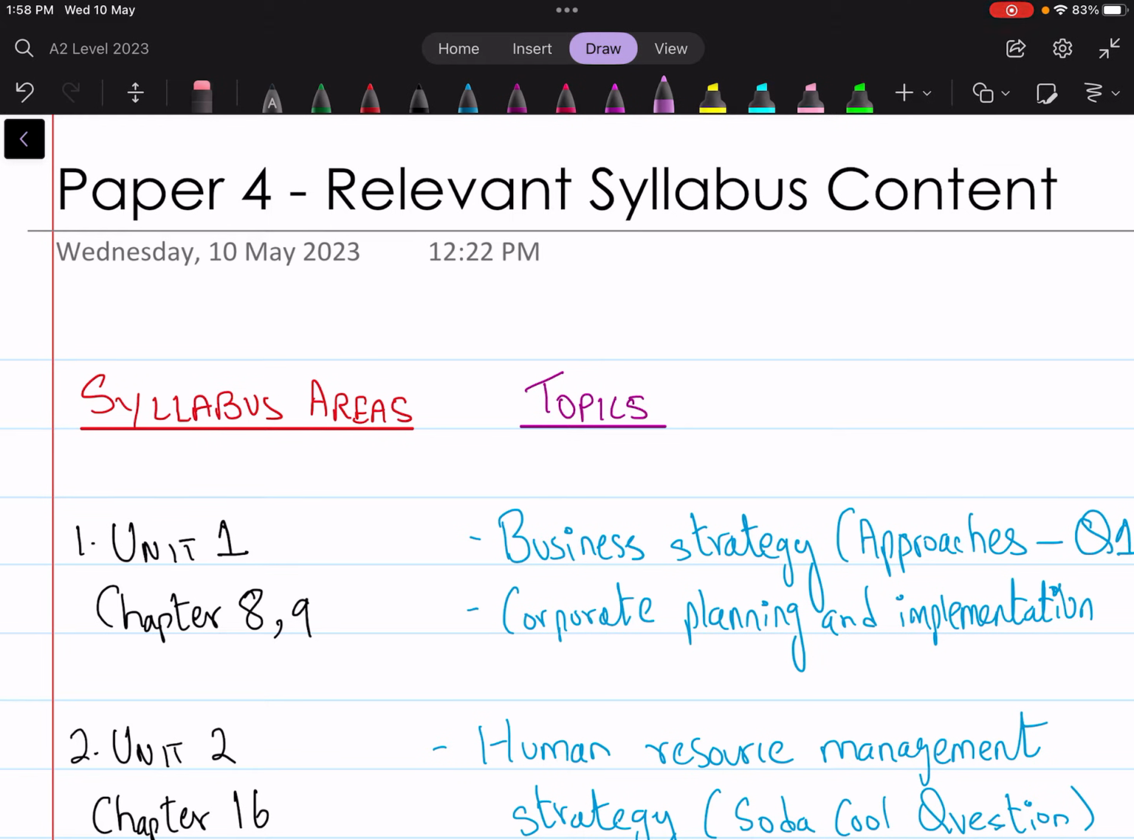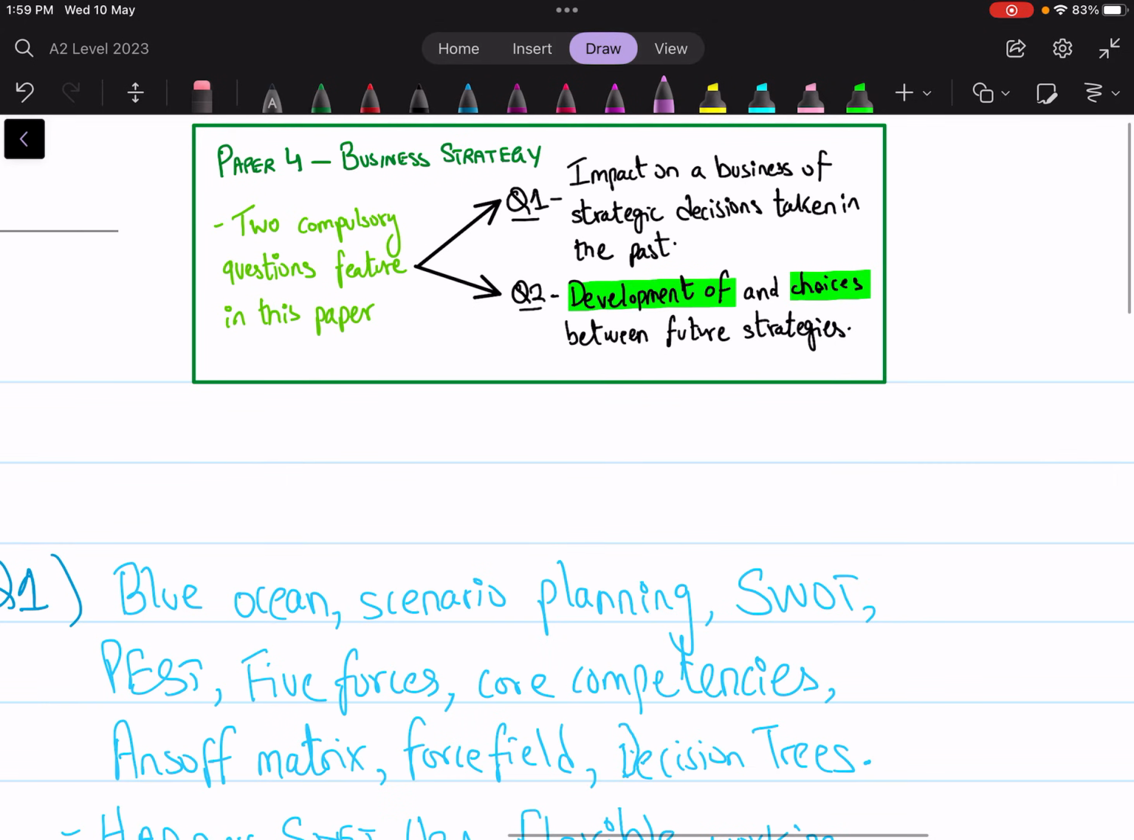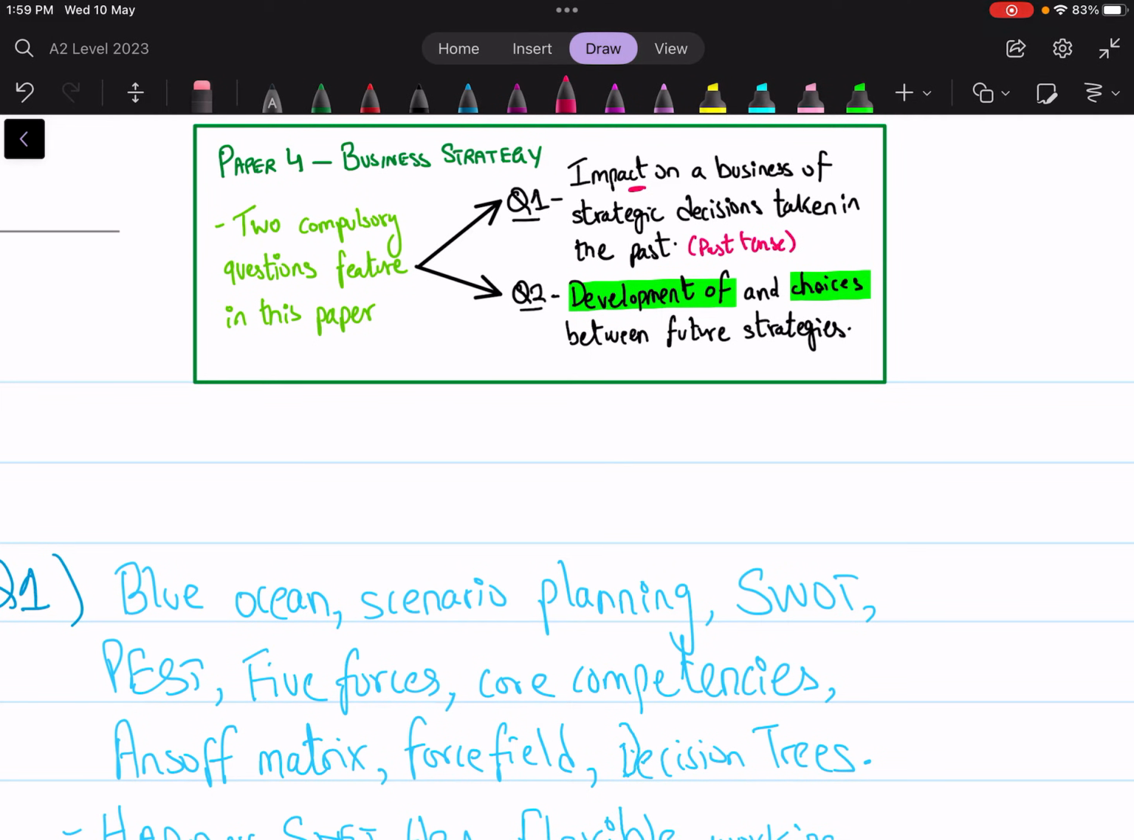But before I actually dive down into the syllabus breakup, you all need to understand that this particular paper is going to have two compulsory questions, with question number 1 focusing on the impact on a business of a strategy that had been taken already. So this question would be a past tense question. You'll already be given the data: what was the strategy, and pretty much what were the results? And you will be asked to evaluate how was it useful, what went wrong, and so on.